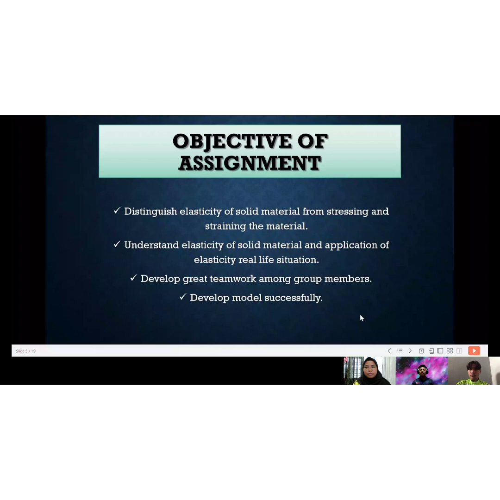Objective of the assignment. First, skill: understanding elasticity of solid material and application of elasticity in real life situations. Third, develop great teamwork among group members. And last, develop the model successfully.